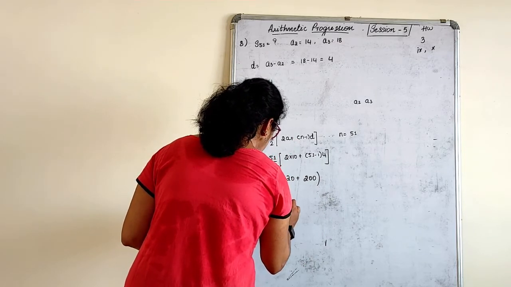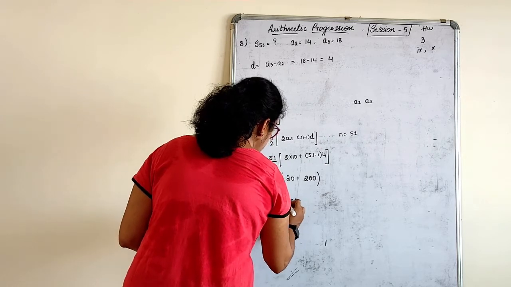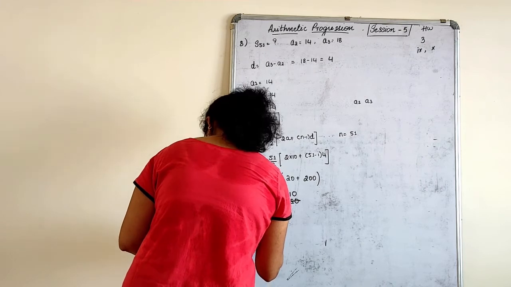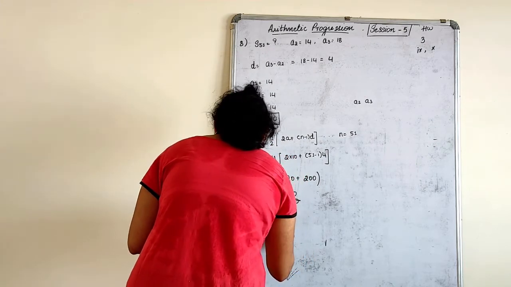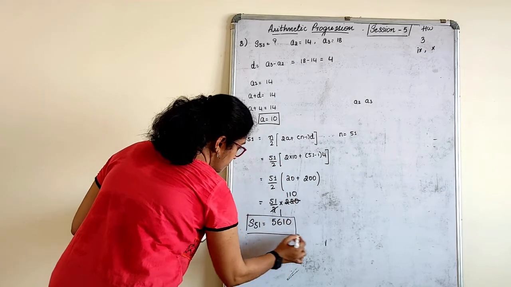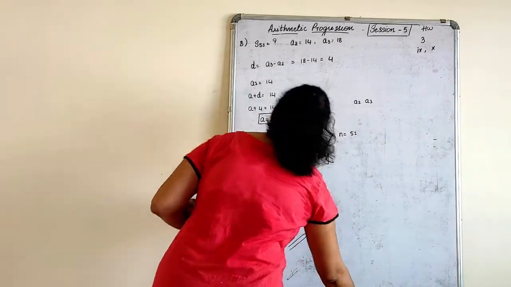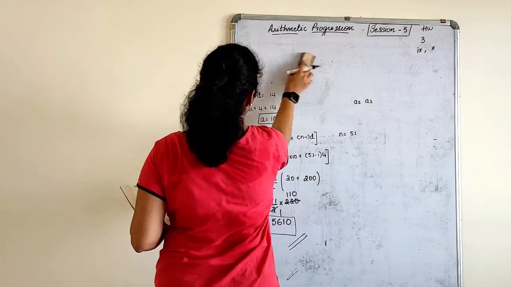51 into 2 into 220, 2 ones are 0. S51 is equal to 51 into 110, that is 5610. Okay. Quickly we'll finish 2 more sums. With the 10th sum we'll wind up today's session.